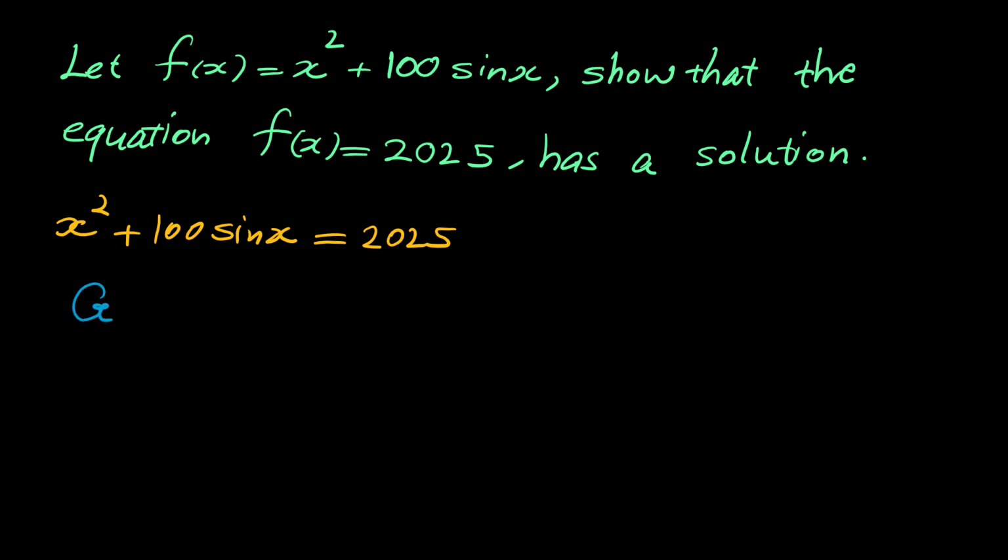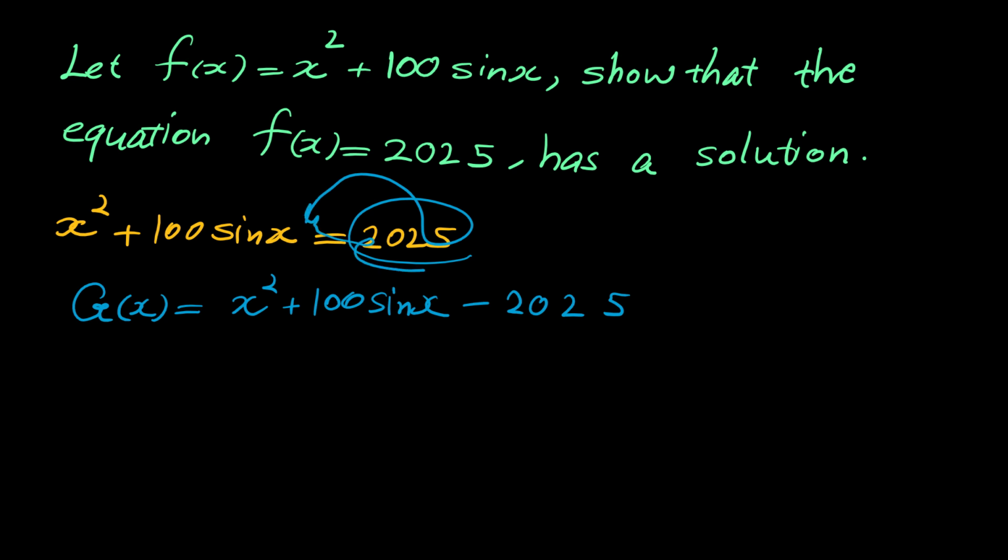We define function g of x in the form of x to the 2 plus 100 sine of x minus 2025. We move these to the left, and now here is 0, so we moved everything to the left and defined it as function g of x. So this is our function.